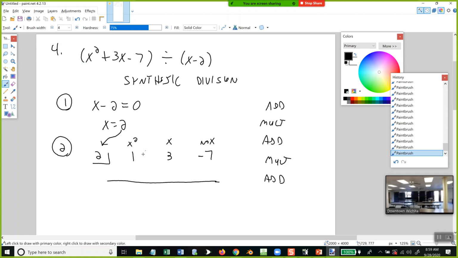First thing we want to do is add. So I'll start with our first column here. We got 1 and there's nothing here. 1 plus nothing is 1. Basically, you just bring that 1 down. But you got nothing to add. Then we want to multiply. You always multiply the number up in the box by the number you just put down here. So 2 times 1 is 2, and you put it here.